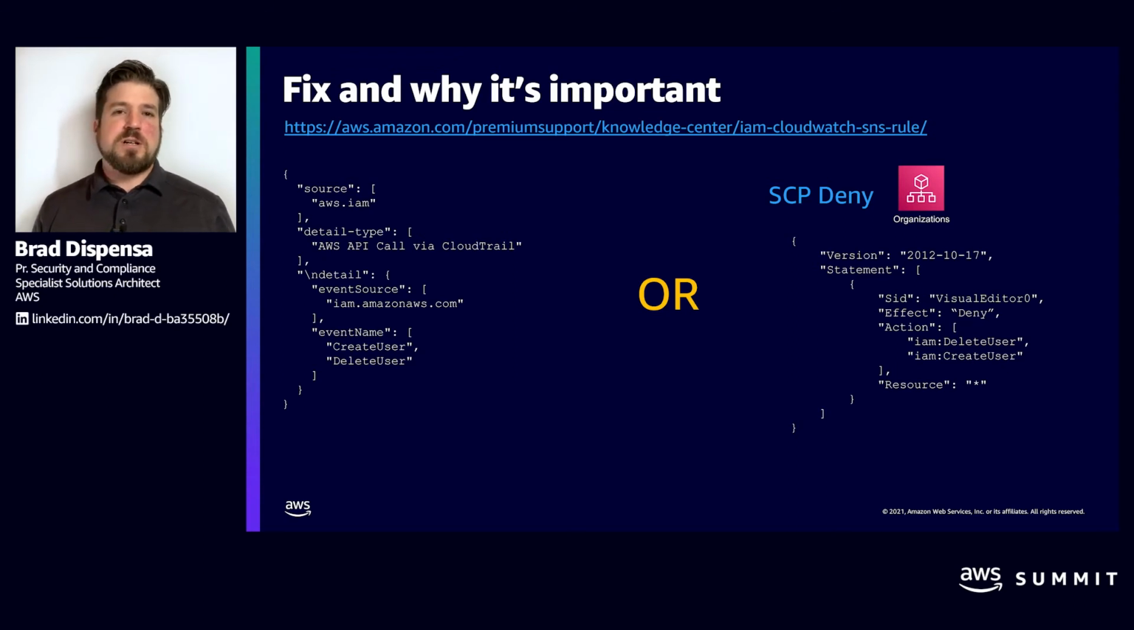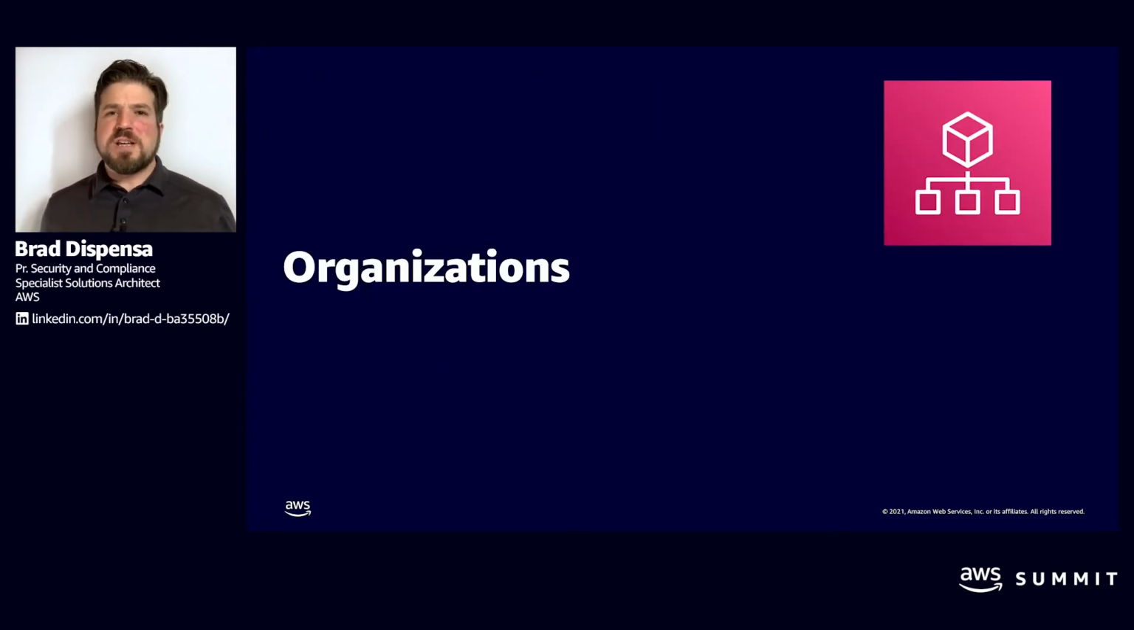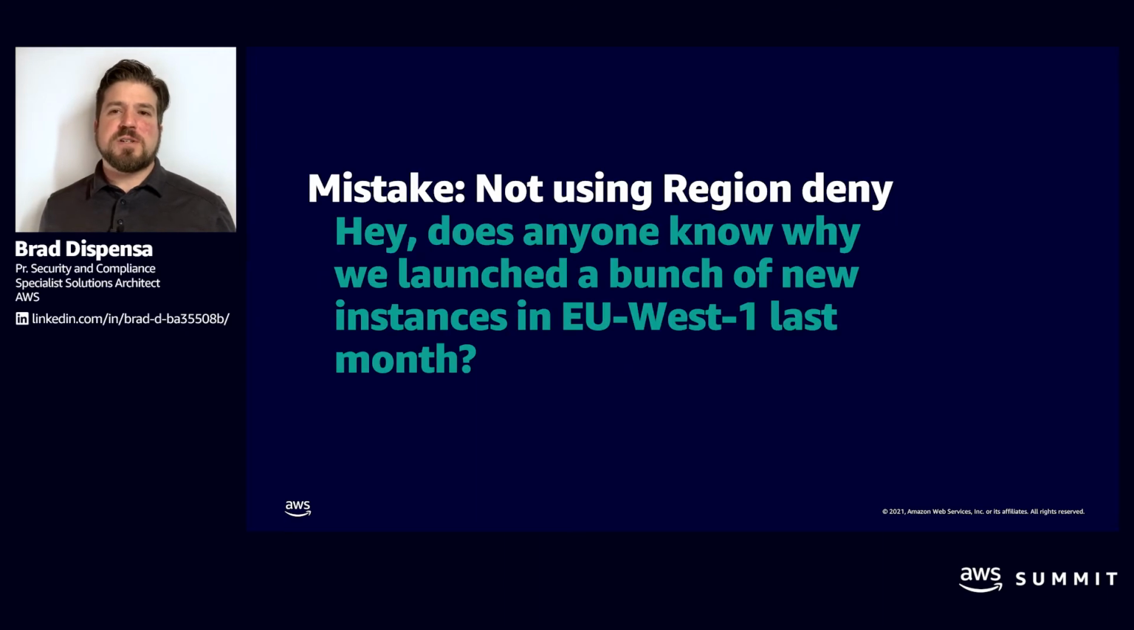So if you're sure that you're going to be using identity federation and not IAM users, this is a really strong enforcement mechanism. So the next part here is under Organizations. The mistake I see customers make using Organizations is not using a regional deny. So does anyone know why we launched a bunch of new instances in EU West 1 last month? The problem here is that if you know that there's only a subset of AWS regions that you use, one strong policy would be to disable the use of other regions that you don't use.